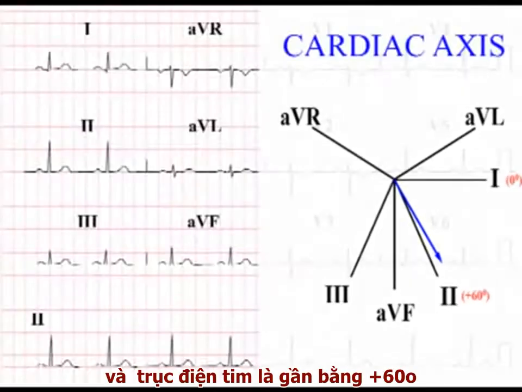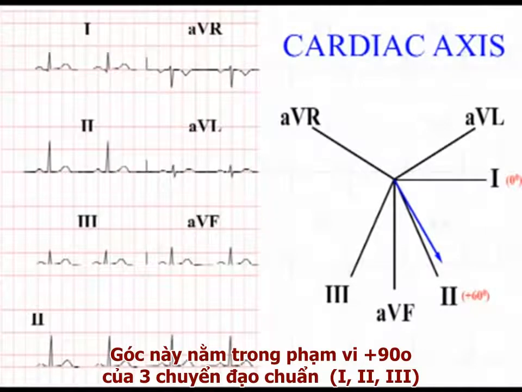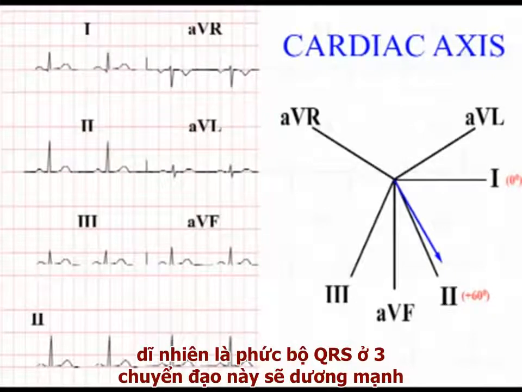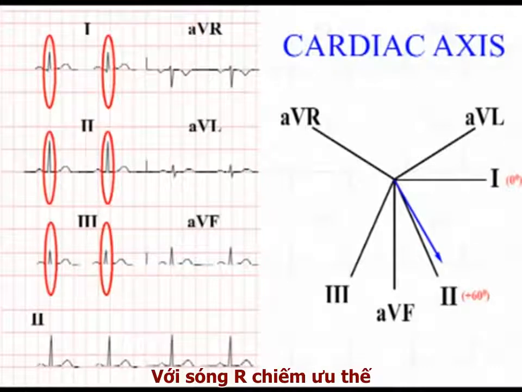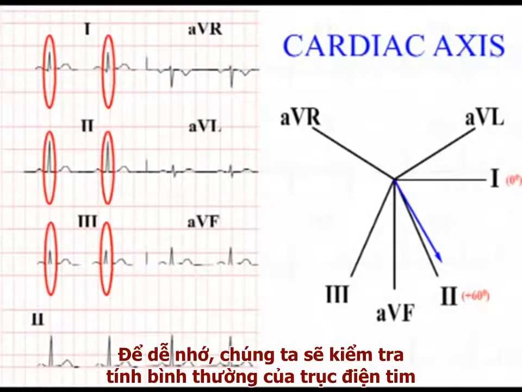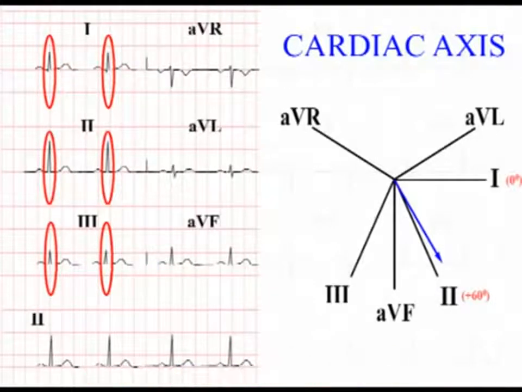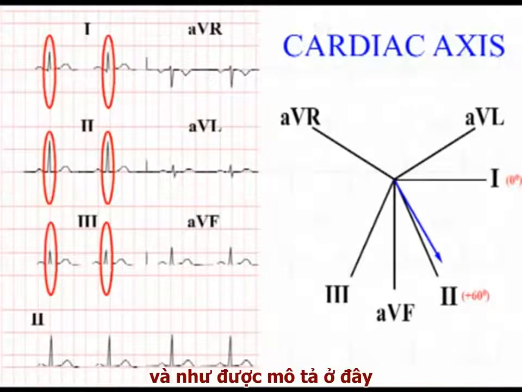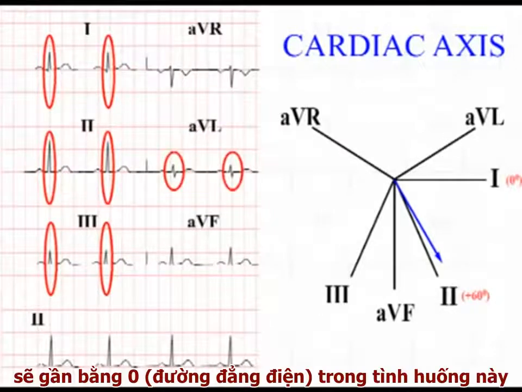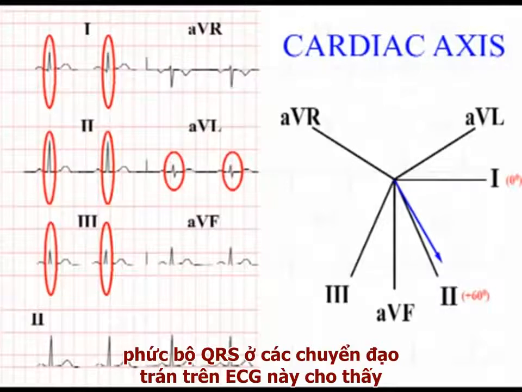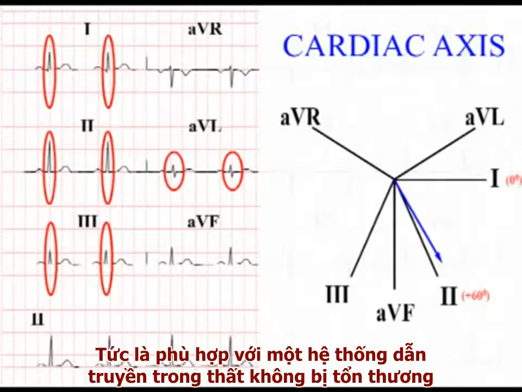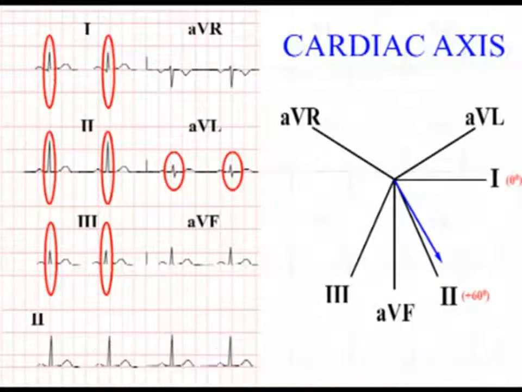With the cardiac axis close to plus 60 degrees, this is well within 90 degrees of the 3 standard leads, and in this normal situation, the QRS complexes in these three leads are strongly positive, with dominant R waves. Get into the habit of recognizing this normal pattern down the right-hand side of the ECG. Also note that as aVL lies at 90 degrees relative to lead 2, as shown here, aVL tends to be close to isoelectric in this situation. The pattern of QRS complexes in the frontal leads on this ECG indicates that the cardiac axis lies at approximately 60 degrees and is consistent with an intact intraventricular conducting system.